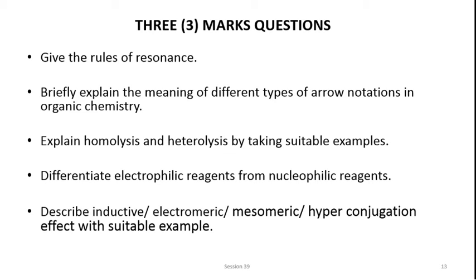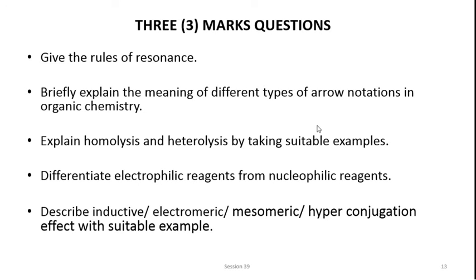3 marks questions. Give the rules of resonance. You have seen a list of rules of resonance. You can write any 3 rules of resonance. For example, the molecule should be planar, and an electronegative atom can never have positive charge, etc. You can write any rules of resonance. Since this is for 3 marks, one will always expect at least 6 rules of resonance, so half marks for each.